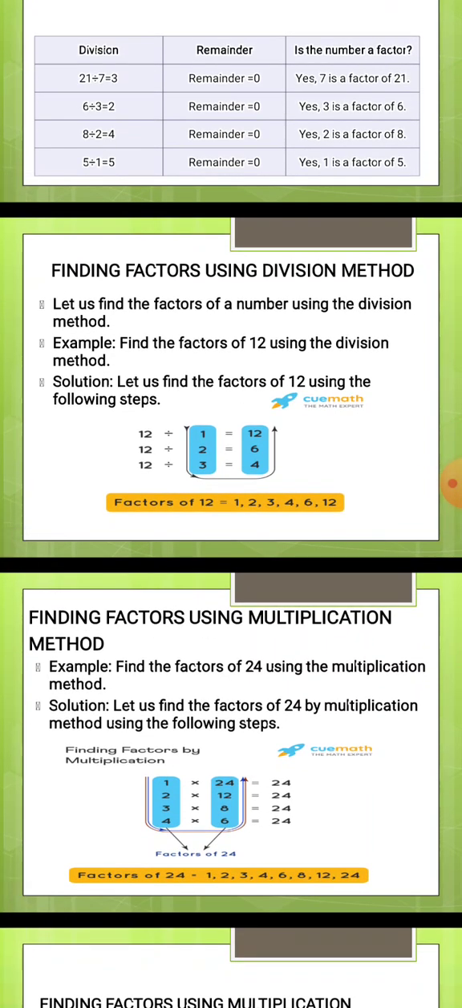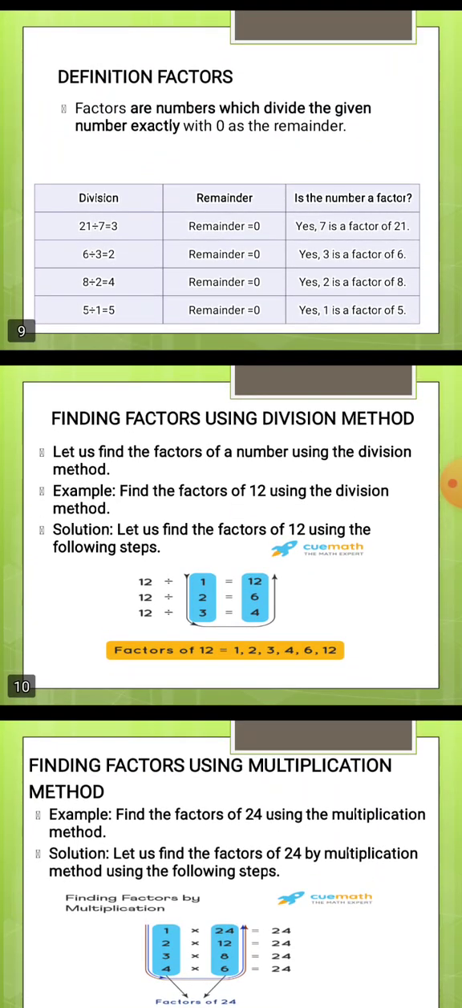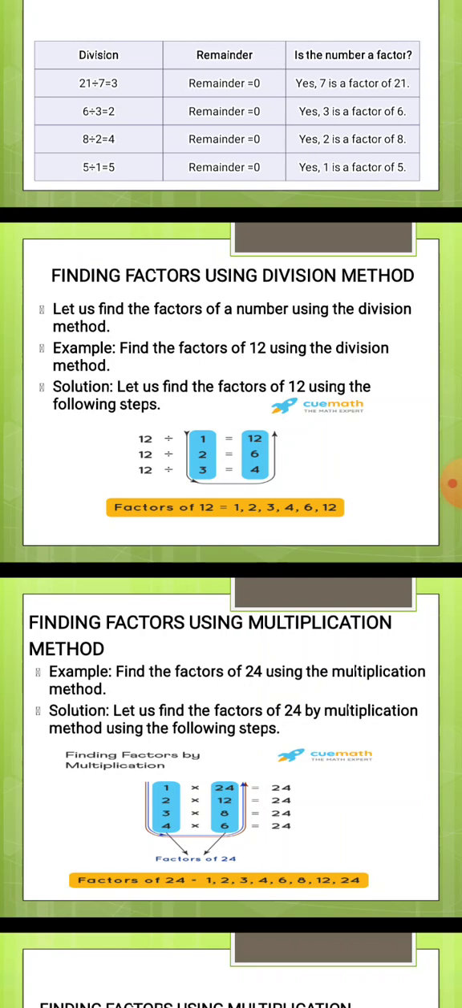Similarly, we can find the factors by the division method. Right now we have seen the examples in the above slide. We have divided the number by 7, 3, 2 and 1. So we are finding the factors by dividing, or we can say the division method. Let us do one more example.